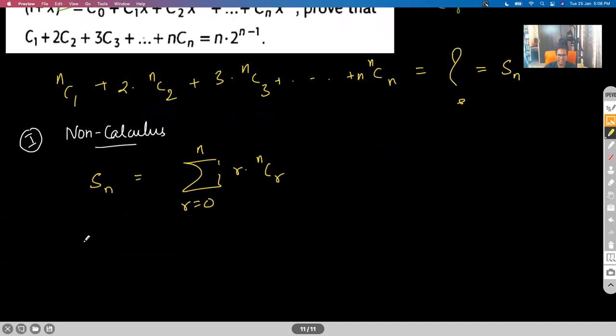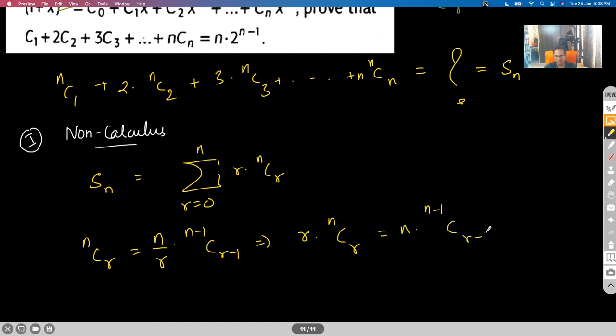Now we have already seen that nCr is n by r into n minus 1 Cr minus 1, correct? So from here, can I say r into nCr is n into n minus 1 Cr minus 1? Can I say this? So this term that you are having here can be further replaced with n into n minus 1 Cr minus 1.